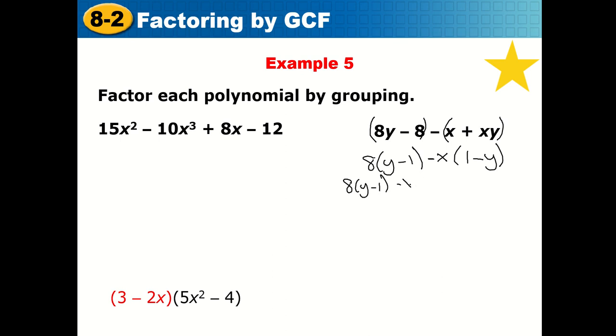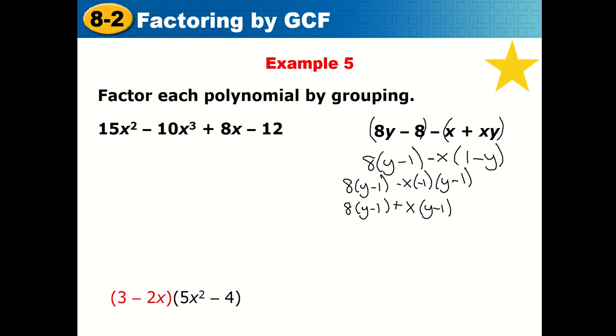Then I'd have to take my negative x times negative 1 and switch it around to be y minus 1. I accidentally wrote a... Okay. Then it'd be y minus 1. So this would become 8 times y minus 1, and this would become plus x times y minus 1. I just saved myself this step by reordering this first.